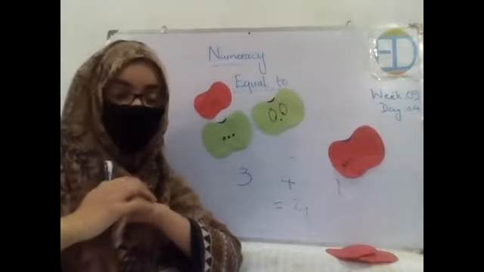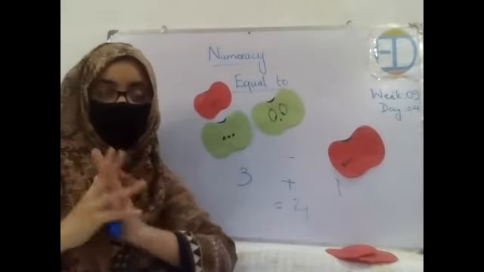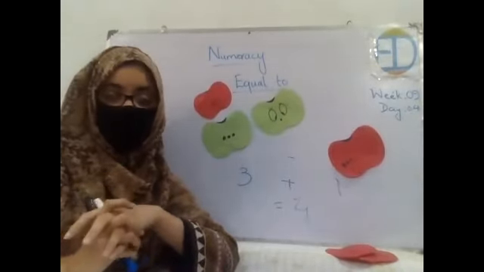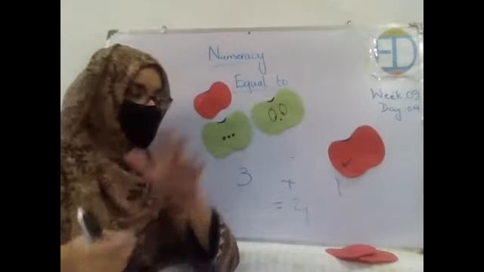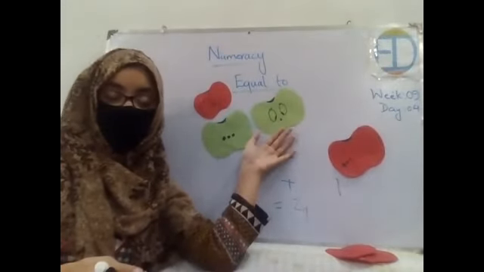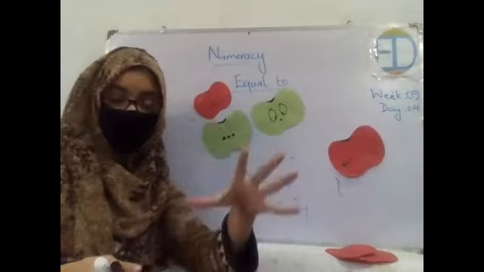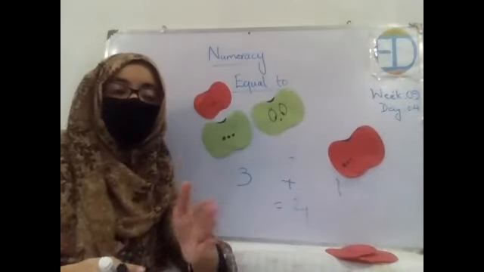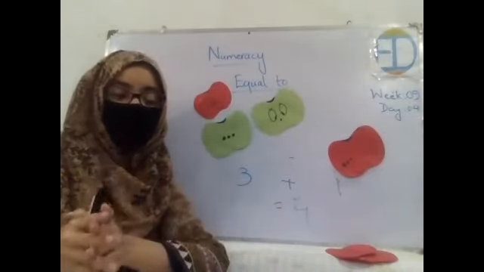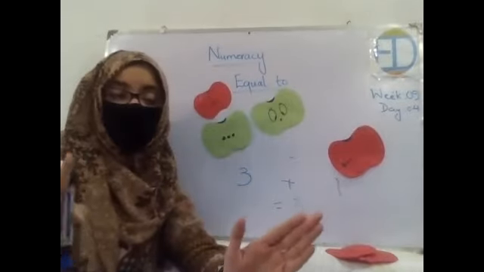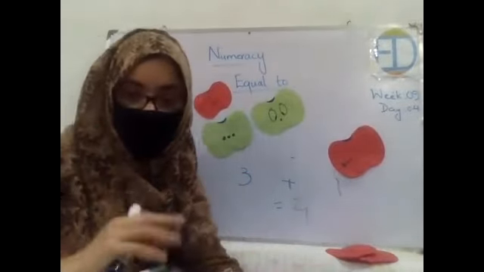Okay. So is everything clear? Any question? Any confusion? No. Have you understood this equals to concept, that what we are supposed to see is that the number and its value should be the same on both sides, right?